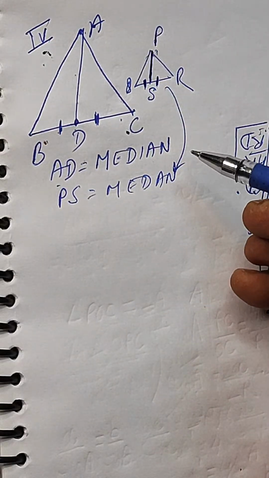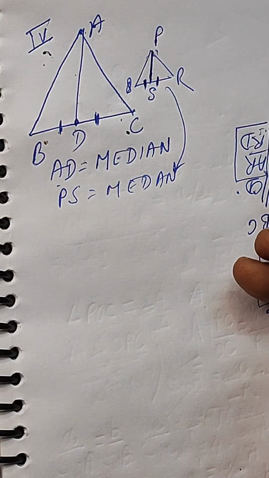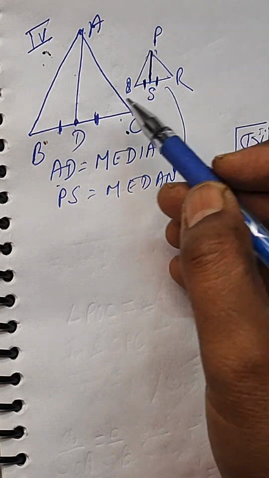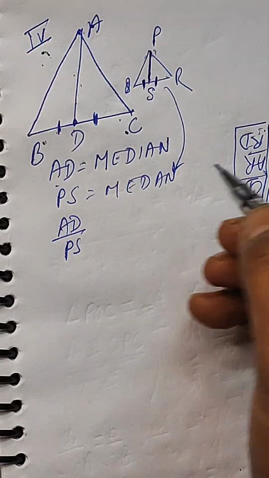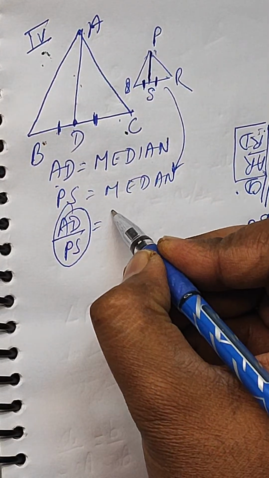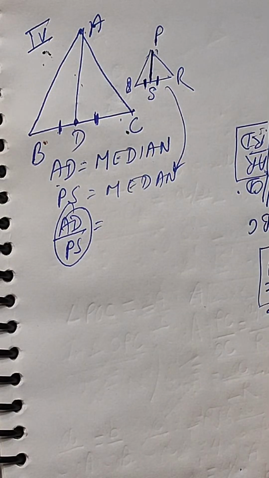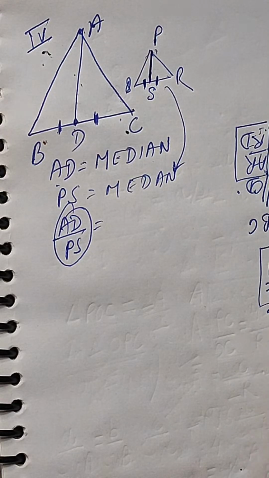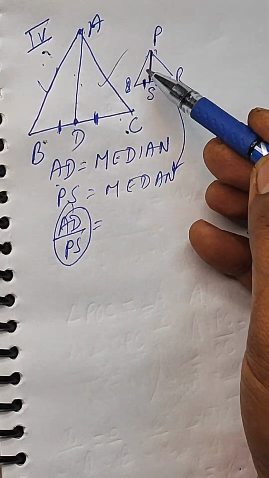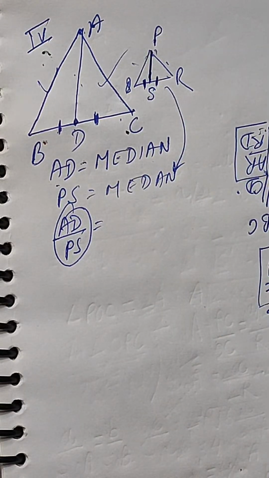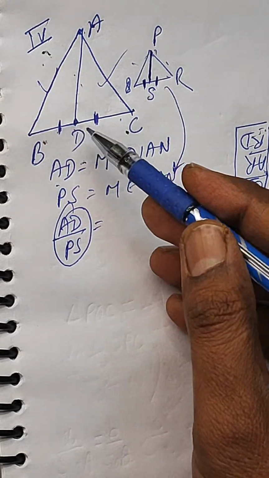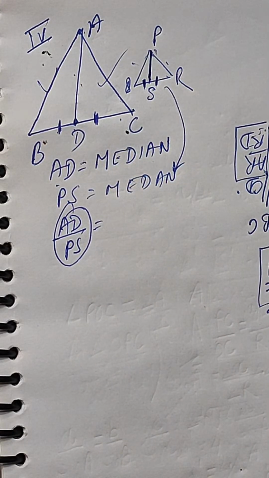Then in this case, if two sides and the median bisecting one of these sides of a triangle are respectively proportional, that means the ratio of AD by PS is proportional. This is the ratio of the medians, proportional to the two sides and the corresponding median of another triangle. So if this is proportional to these two sides, then definitely we can say that these two triangles will be similar. Even this will happen for the altitude also. Similarity can be proved, right?